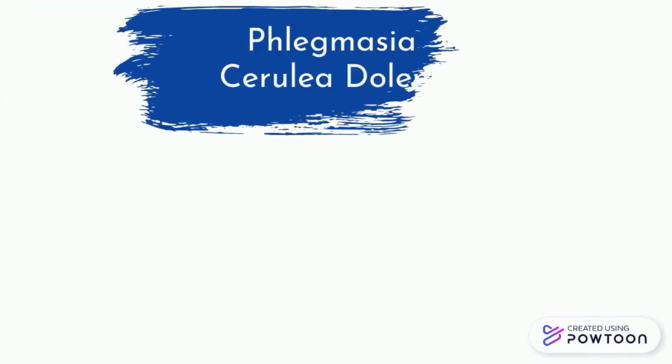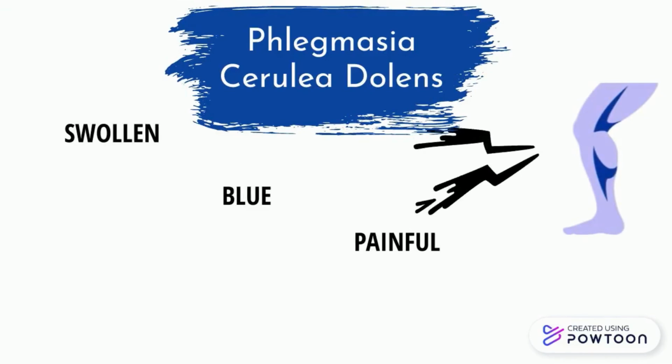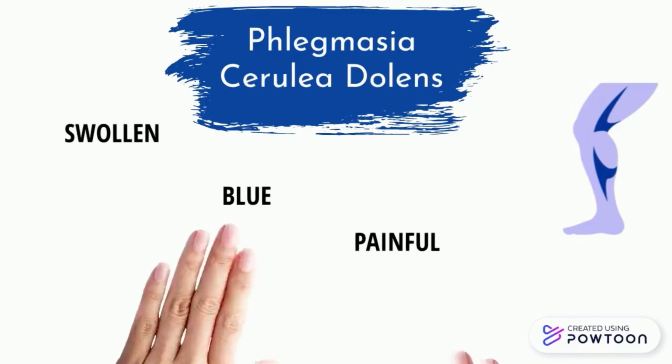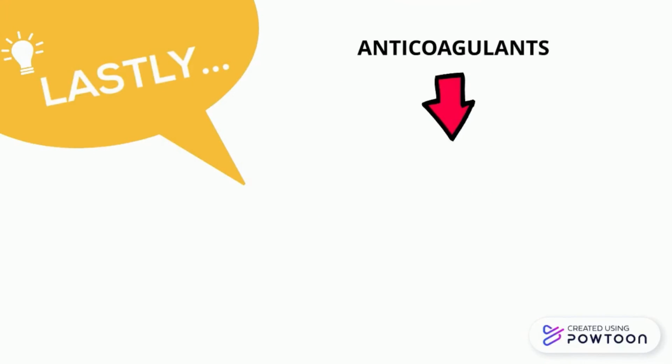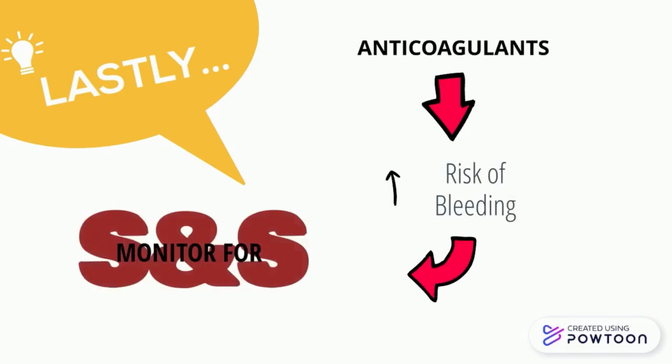A rare complication of DVT is phlegmasia cerulea dolens, which is characterized by a swollen, blue, and painful leg. This results from one or more severe lower leg DVTs that involve major leg veins causing near total occlusion of venous outflow. Lastly, it is important to note that anticoagulant therapy causes an increased risk of bleeding. Therefore, we must monitor for signs and symptoms of bleeding, such as hypotension, tachycardia, hematuria, and other indications.